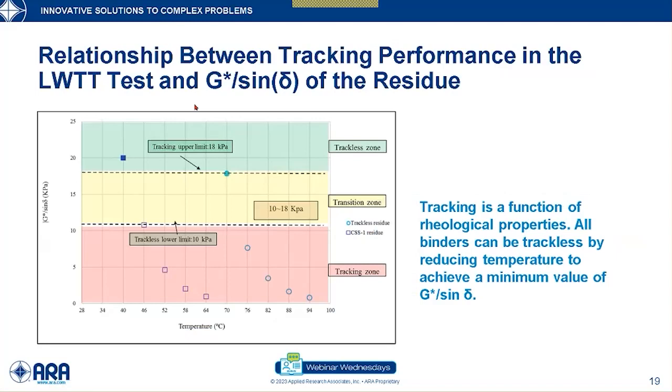Then I plotted this graph, and I determined the stiffness of these two binders, that is G-star over sine delta, using a DSR. I plotted the G-star over sine delta against the temperature at which I did the test. You can see there are two emulsions. The blue circle represents the trackless residue, and the blue square represents the CSS1. I correlated this with the LWT result. You can see both of these emulsions go trackless at a fixed temperature, and at a fixed stiffness, G-star over sine delta. If you follow the trackless residue, you can see it becomes trackless at 70 degrees Celsius. And if you follow the CSS1, it becomes trackless at 46 degrees Celsius.